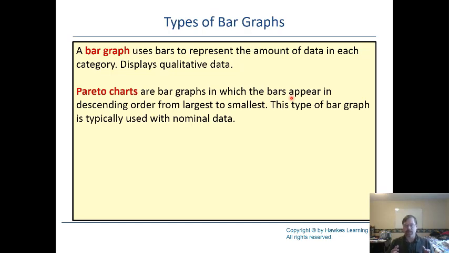A Pareto chart is a specific type of bar graph in which the bars appear in order from the largest to the smallest. It's usually used with categorical data, nominal data, something where the order is not important to the data interpretation.